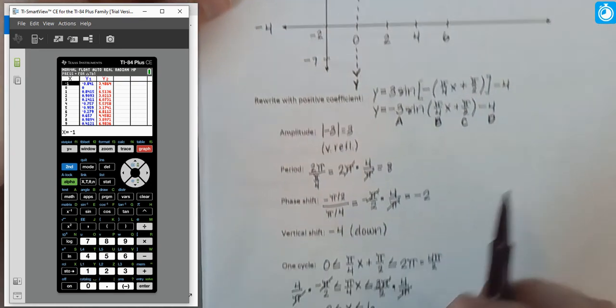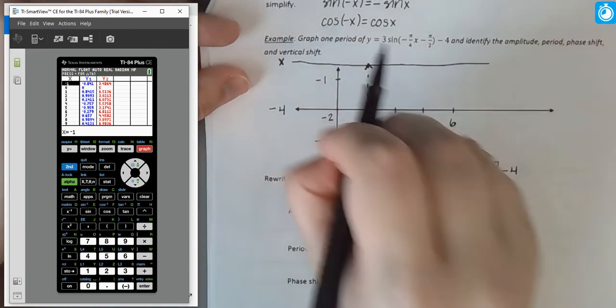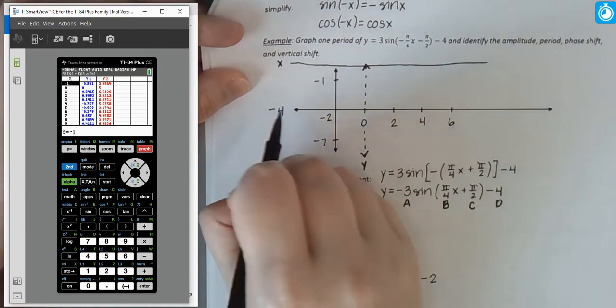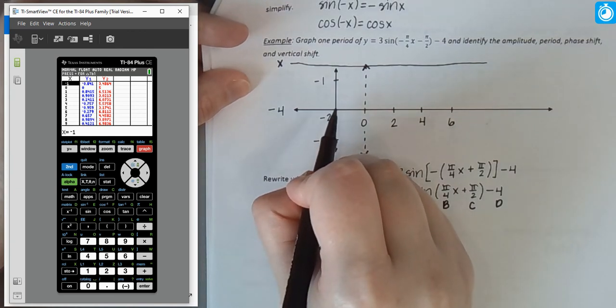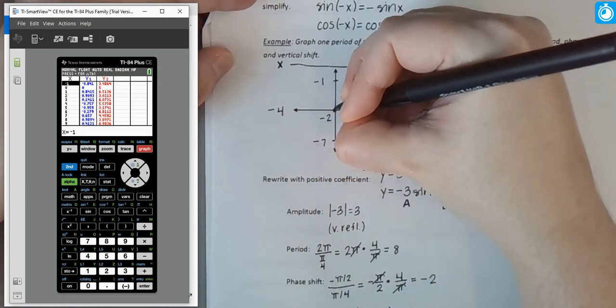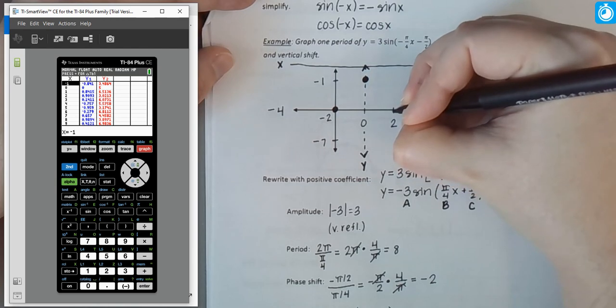Okay, so we've got all of that. We've got all of our labels. We're graphing sine. Here's our central line. Here's our vertical. So we're starting at this particular location right here. Okay, so sine starts from the center. We go up to our maximum.